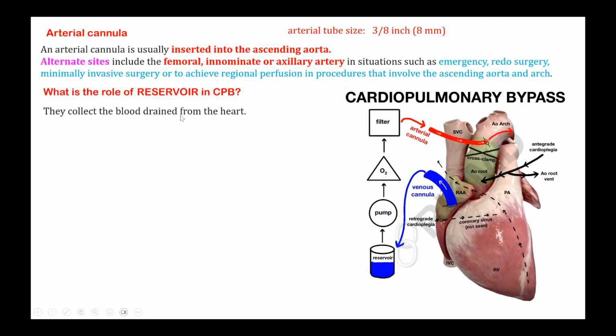So what is the role of the reservoir in CPB? They collect the blood drained from the heart. So venous drainage first comes only to the reservoir.